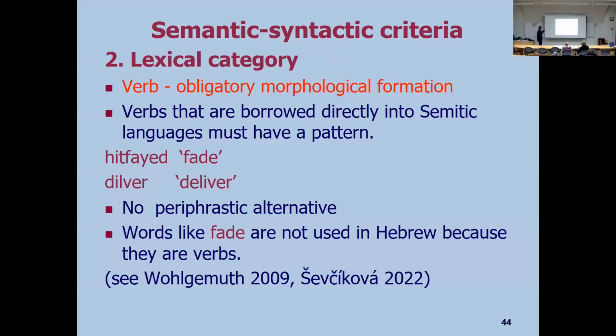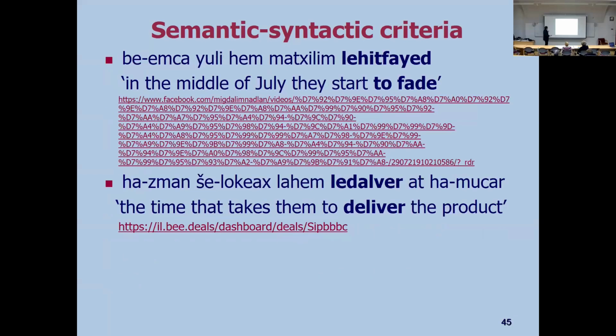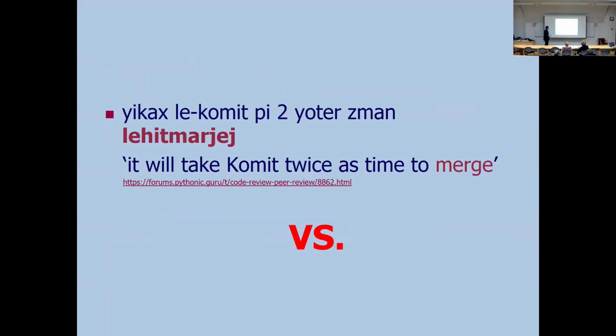Let's see. In verbs, we have obligatory morphological formation, because verbs that are borrowed directly into Semitic languages must have a pattern, as I said. So, for example, we have the verb hitfayed, to fade, or dilver, to deliver. There is no loan noun, so there is no way to express it periphrastically. We have to put it into the verbal system, okay? Like I said, words like fade are not used in Hebrew. There is no loan word like fade. It is taken directly from the verb. So these are just examples, hitfayed, ledalver, just to show that it is used.